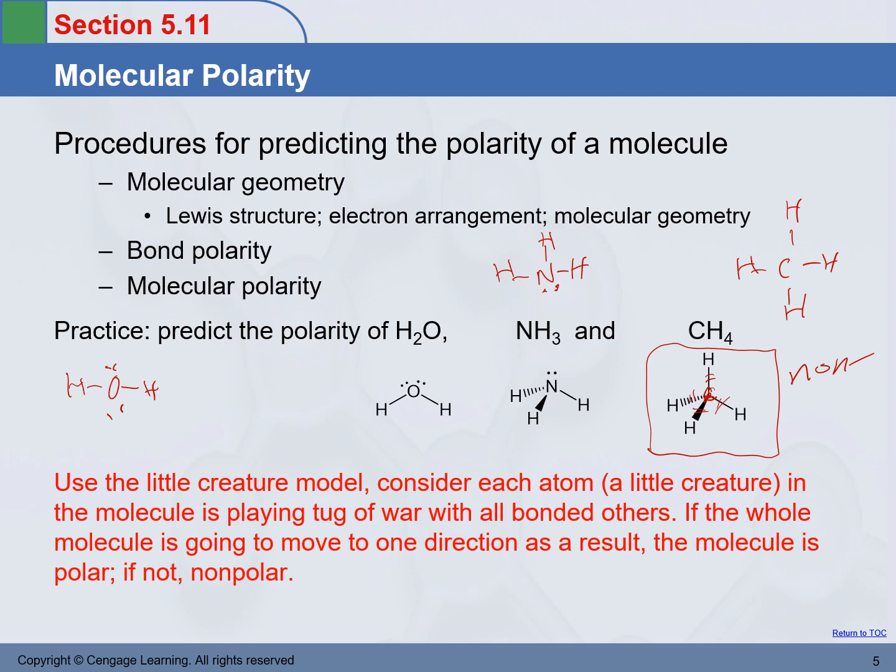The second one, ammonia. Nitrogen is way more electronegative than hydrogen. So nitrogen is winning, nitrogen is winning, nitrogen is winning. As a result, the whole molecule is going to move upwards. That's a polar molecule. Water, angular geometry. Oxygen is winning. How do you know that? Because oxygen is way more electronegative than hydrogen. As a result, the molecule is going to move upwards. So nonpolar, polar, polar.